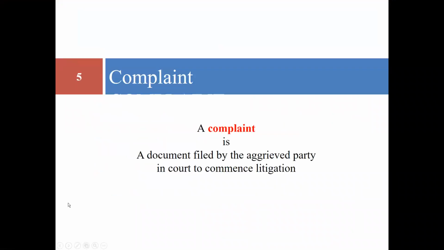So let's talk about the complaint. What is a complaint? Well, it's a document filed by the aggrieved party, and when you see aggrieved party, it's the party with the grievance. You can see the word grievance hiding out here. And if you have a grievance, another word for that would be a beef, a dispute, a problem, a complaint. And so when we say aggrieved party, another term for that would be the plaintiff. And again, it commences or begins the lawsuit.